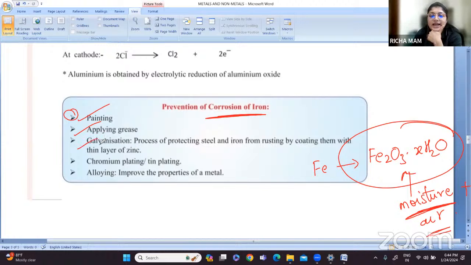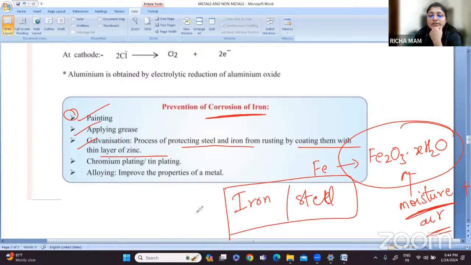Then there is something called galvanization. What do you mean by galvanization? It is a process of protecting steel and iron from rusting by coating them with a thin layer of zinc. So if you take iron or sometimes steel, to prevent the rusting you can coat them with a thin layer of zinc. This process is called galvanization.